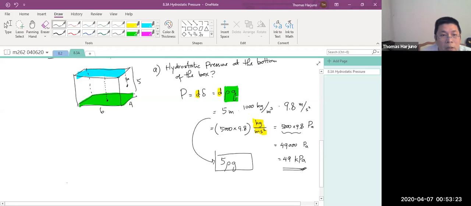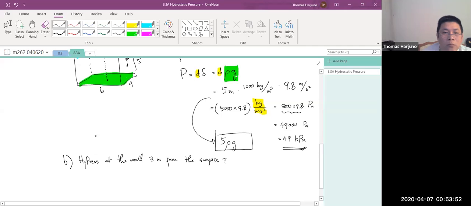So part B, find the hydrostatic pressure at the wall 3 meters from the surface. Then the hydrostatic pressure will be the depth, which is 3 meters, times weight density, which is 3 rho g, and that's all you need.